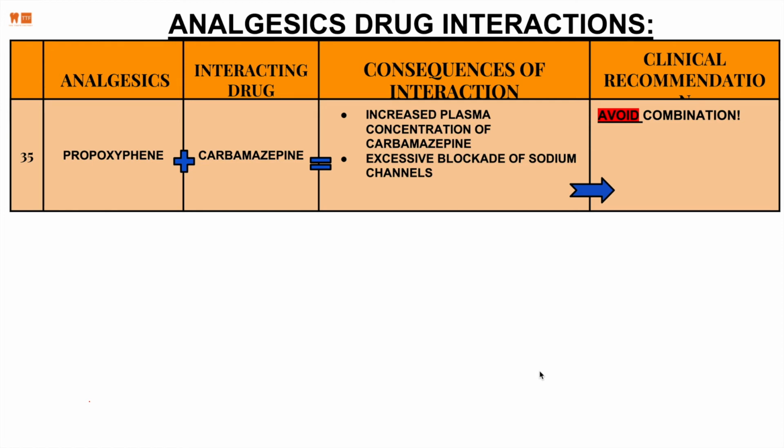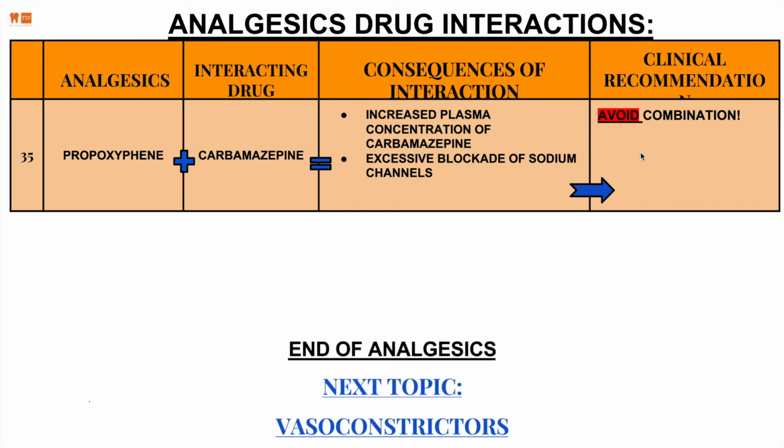We're almost there. Drug 35, propoxyphene. Another opioid, mixed with carbamazepine, will lead to increased plasma concentrations of carbamazepine and excessive blockade of sodium channels. Remember, propoxyphene is a CNS depressant. Carbamazepine, also the same, leading to excessive blockade of sodium channels. Avoid combination. Next. Oh, look at that. We're at the end of analgesics. Next is vasoconstrictors.